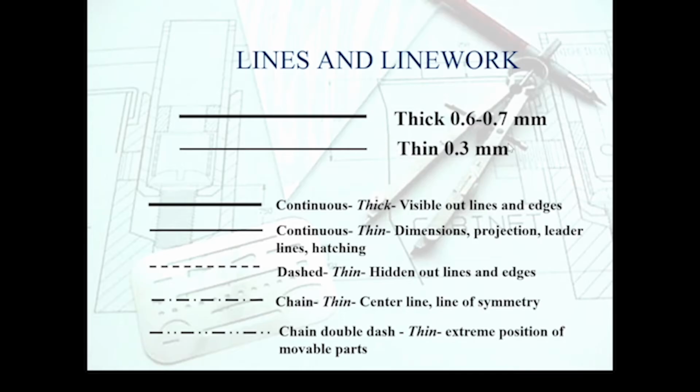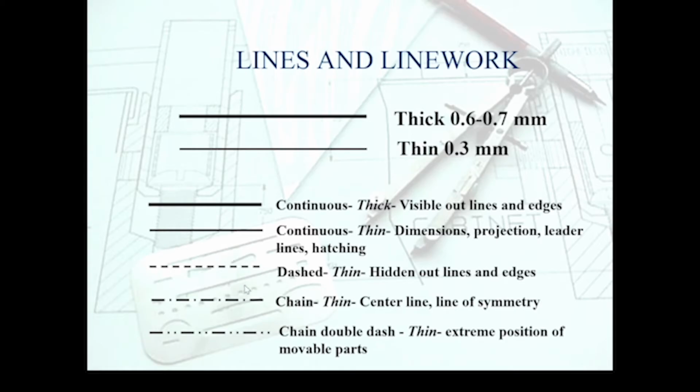Now, you don't need to worry too much about these because most of this will be set up within any CAD system. However, sometimes you have to go in and take control and make sure it is complying with this requirement here. Okay. The continuous thick line is used to show the visible outline and the edge. The continuous thin lines are shown for auxiliary information. So, for example, dimensions, projection, leader lines, hatching, etc. So anything that is not the edge of the object, you will generally use a continuous thin line.